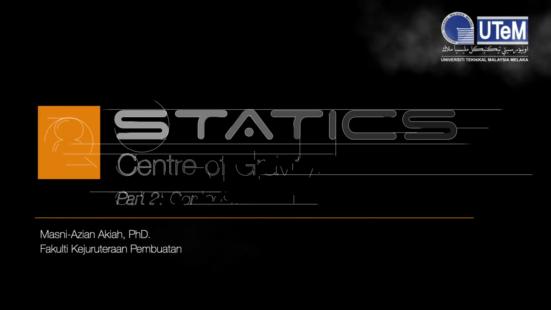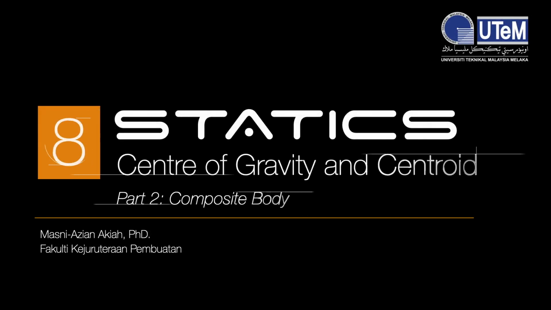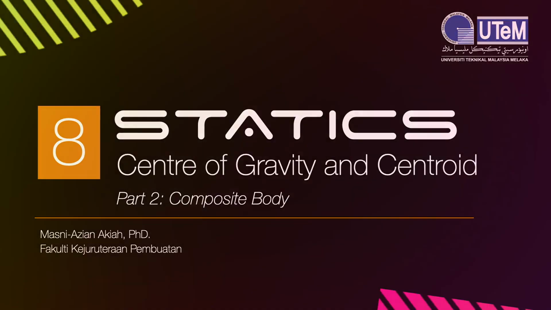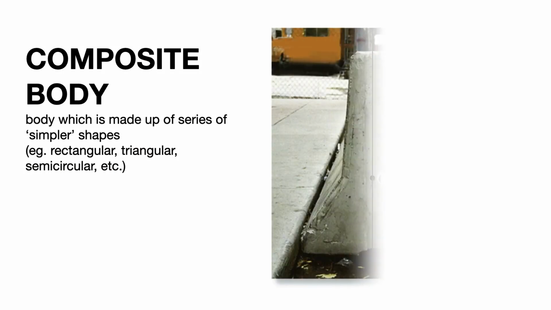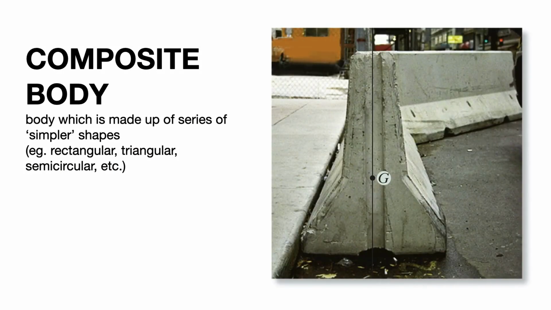Now, in this video, we are going to discuss the calculation of the centroid on a composite body. A composite body is basically a body of irregular profile which can be defined with multiple simpler shapes. For example, this concrete barrier. It's a bit irregular and not a typical rectangular kind of shape.